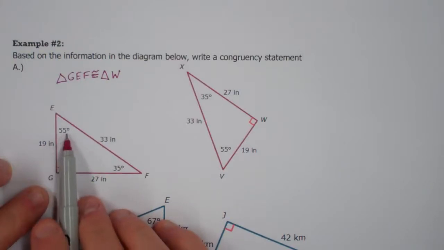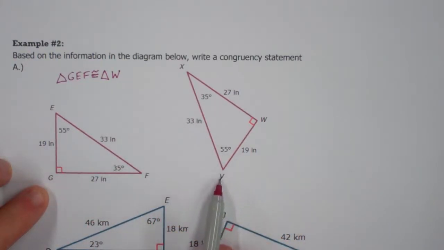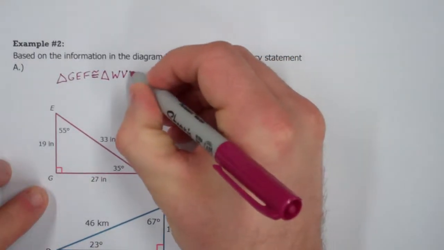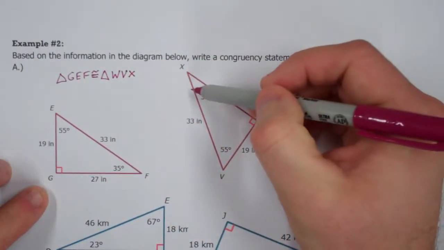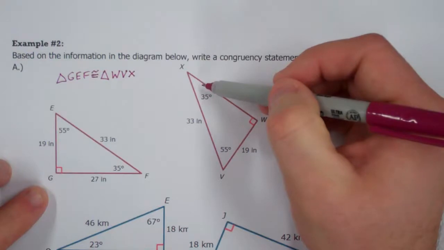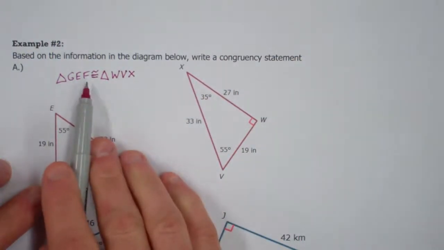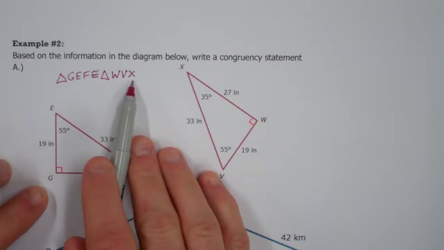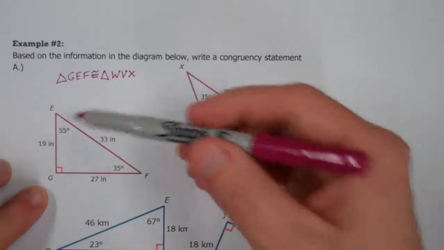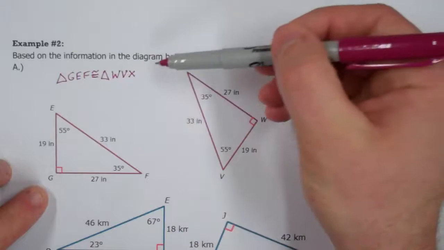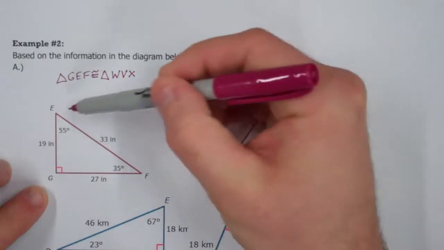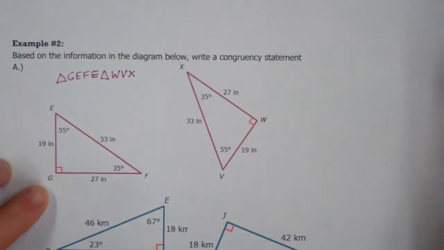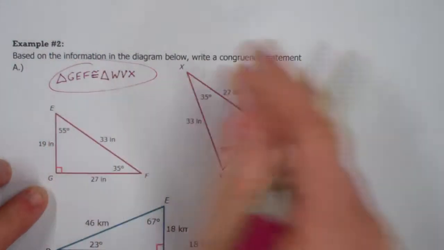E has an angle measure of 55 and so does V, so we'll write V next. And then of course X would come after that. You can verify that by looking at X, it's 35 degrees. And F is 35, and they're in the same relative position, in the third position here. This also works for line segments. So if we have EF here, that should be congruent to VX. EF is 33, and VX is also 33. So we're good to go.